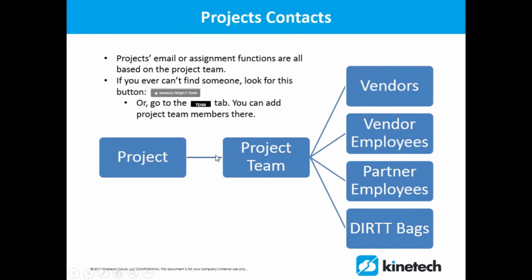So how do you edit your project team? There are two ways to do it. In almost everywhere where the project team is relevant, you'll find this Manage Project Team button, and you can click that, make updates to your project team, save it, and then you're good to go. And you can also go to the Team tab found within Projects and add or remove team members there.